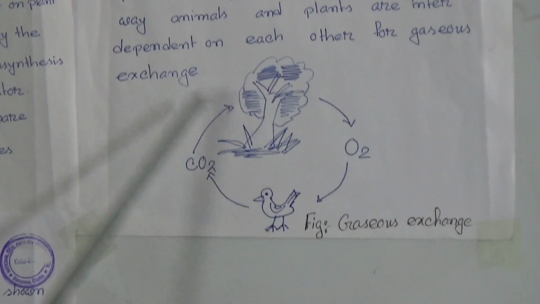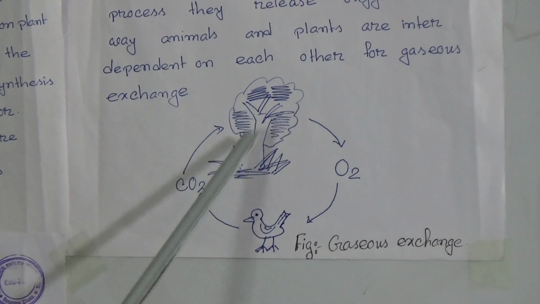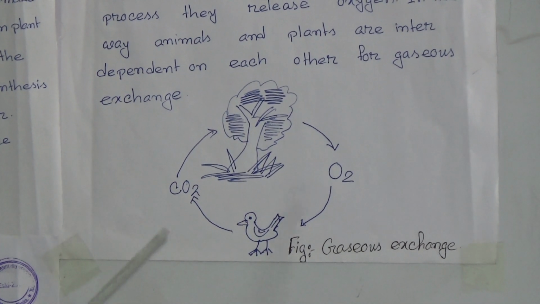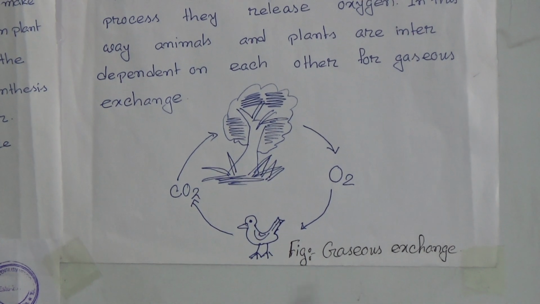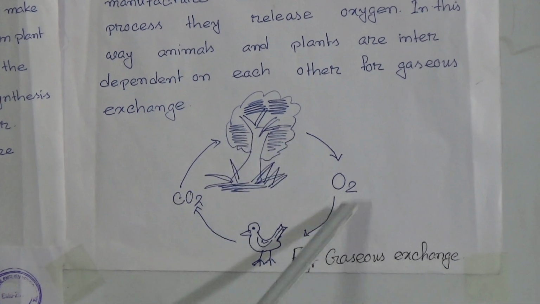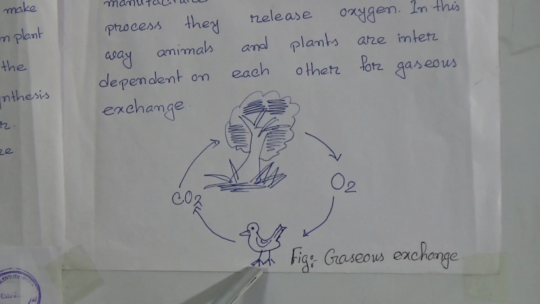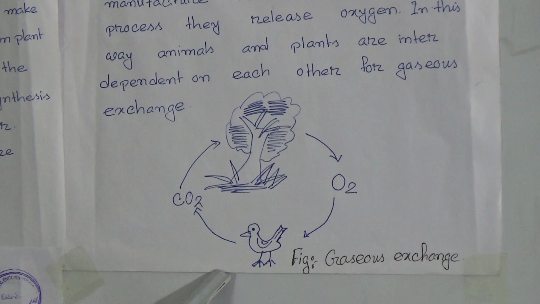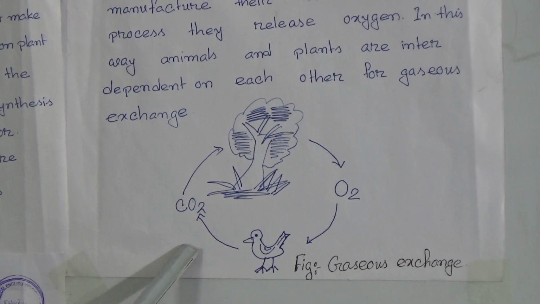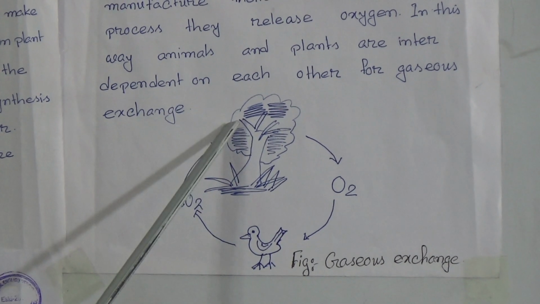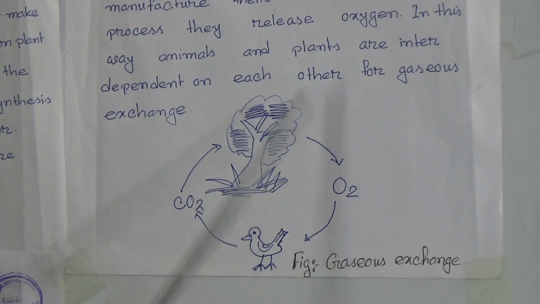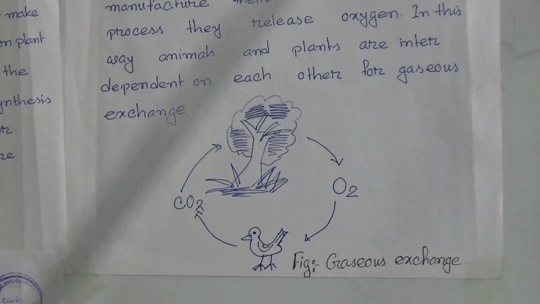Here we can see the figure of gaseous exchange. That means plants, by the process of photosynthesis, produce their food and also give oxygen to the environment. And these animals take this oxygen for respiration, and after the respiration they give carbon dioxide to the environment. Then plants take the carbon dioxide to prepare their food and also again give oxygen. In this way, gaseous exchange continues.